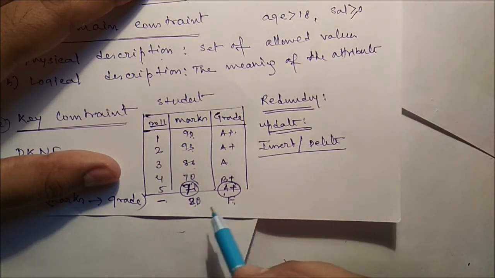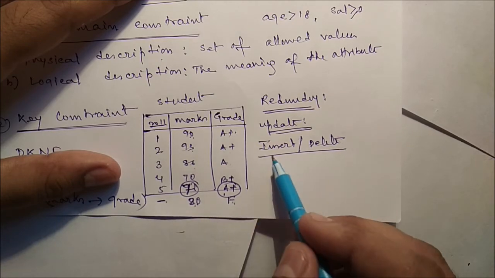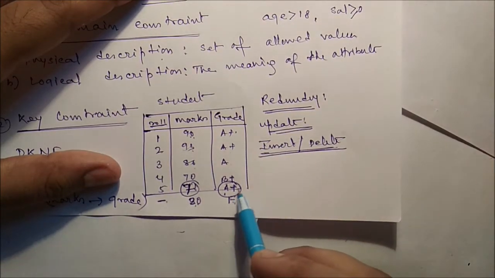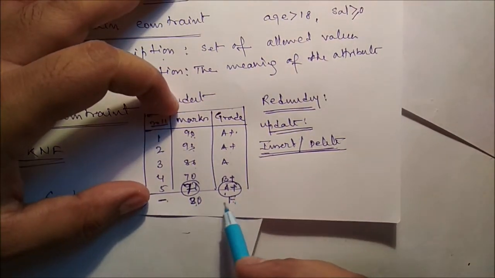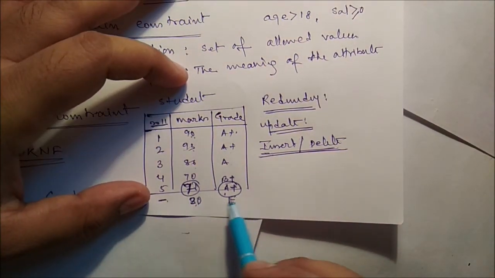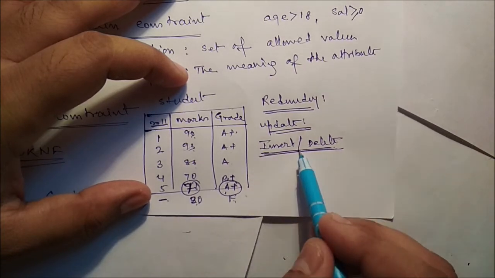That means we need a separate table. Are you getting? So this is called insert anomalies. We cannot insert this information. So we cannot store information about this particular grade and marks information. That is called insert anomalies.